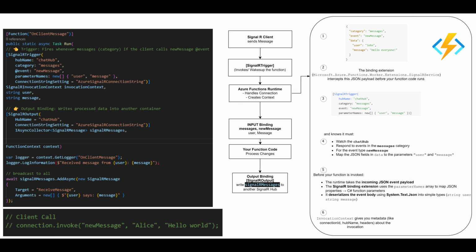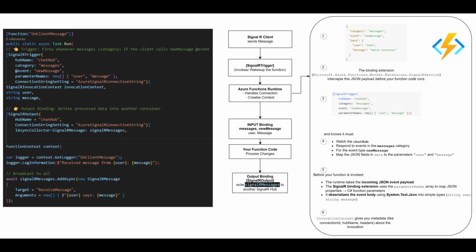In this case, keeping it pretty simple. So the Azure Functions runtime watches this hub name. It checks the category, so the category is messages, and it also checks the event type. In this case, there's the event type, which is new message, so that both the criteria match, and the data that is coming in is user and message. So in this case, it's John, hello everyone, or it could be Alice, hello world, whatever it is.